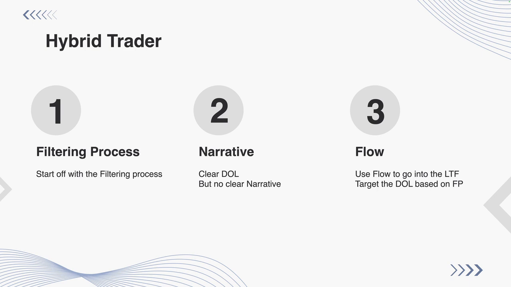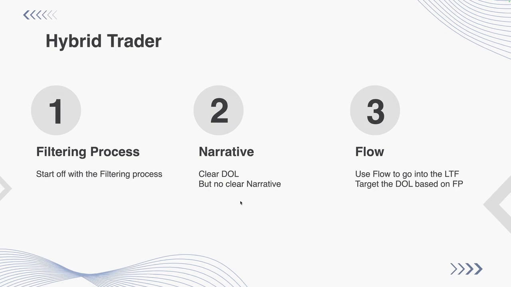Then, if you have no clear narrative, we can go into the third step, where it becomes flow. Use flow to go into the lower time frame right now. Target the draw on liquidity based on filtering process. So where the filtering process draw on liquidity right there is extremely clear, and you have picked out the highest probability pair, highest probability instrument, like we saw on GBP US dollar. But there's no clear narrative on the 4 hour or the daily. Now you can go into the 1 hour. You can go into the 50 minute to still capitalize on that draw on liquidity as well.